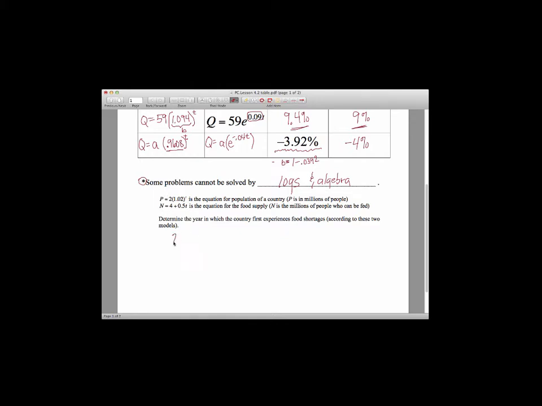So if we were trying to figure out when 2 times 1.02 to the t will ever equal the food supply, that would be the time when we need to start getting worried about food shortages. When is that ever going to happen? When is this exponential function ever going to be equal to this linear function? So it would be like solving this.